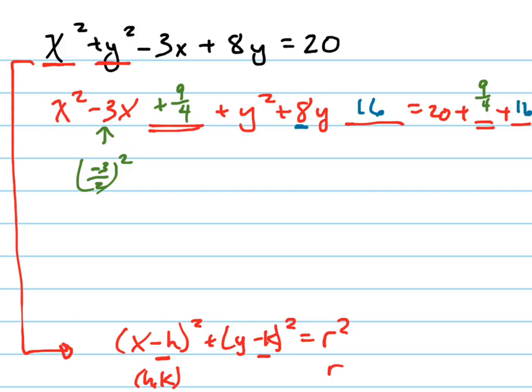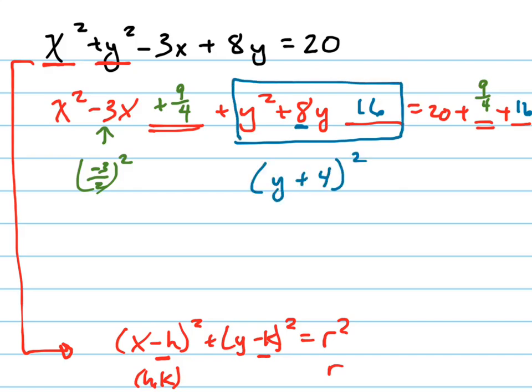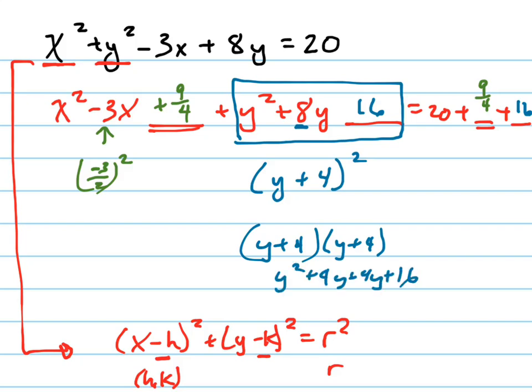The reason I did that, of course, is because now this part of the equation right here, I'll do the blue one first, factors into (y plus 4) squared. If you don't believe me, do it. Y plus 4 times y plus 4. Multiply that out, you're going to get y squared plus 4y plus 4y plus 16. 4y plus 4y is 8y. That's why that works. And that's why you do it that way.